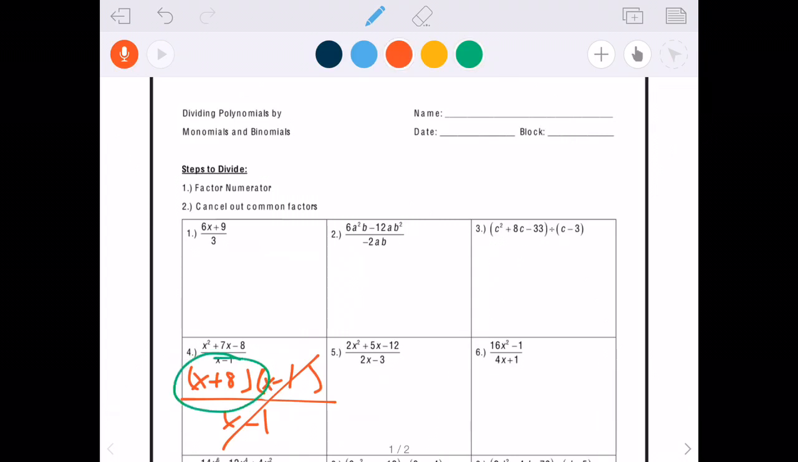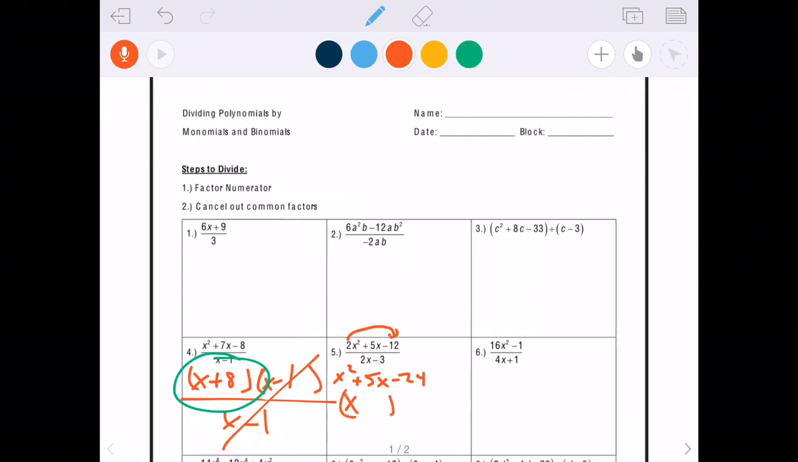Let's move on to number 5. The first thing we should be looking for is a GCF. There is no GCF in number 5, but there is a 2 in front of the x squared. So we're going to have to do the slide and divide or grouping method, whichever one you learned. So we have 2x squared plus 5x minus 24.